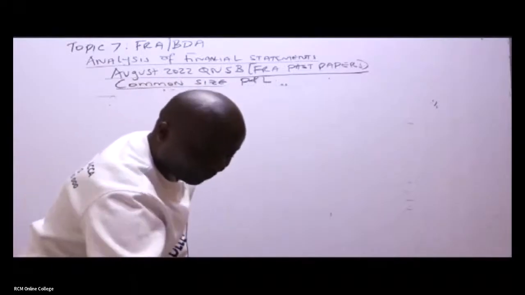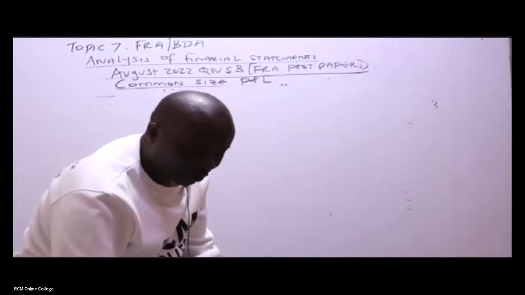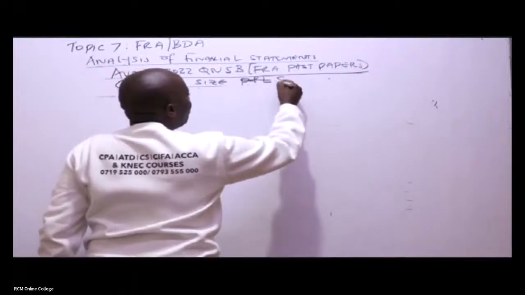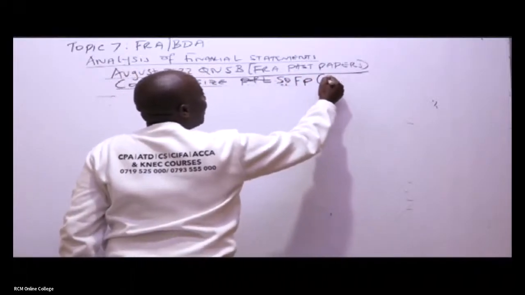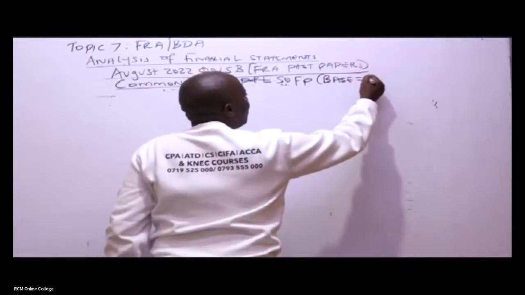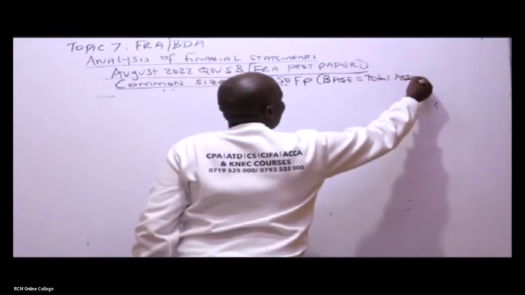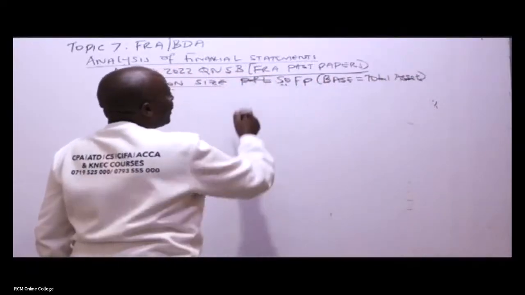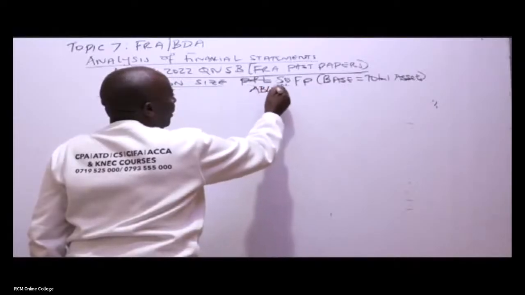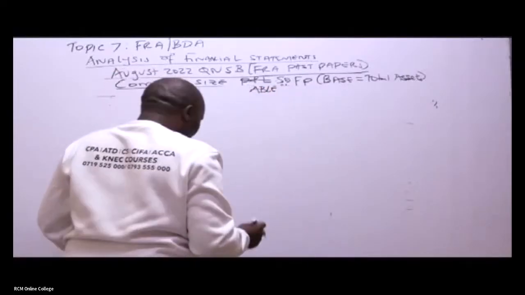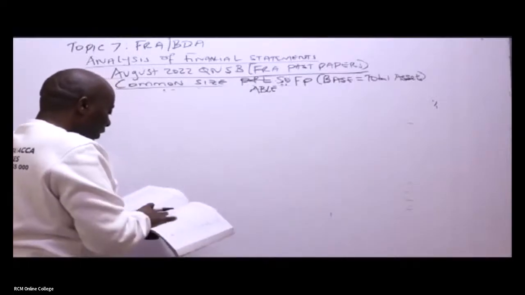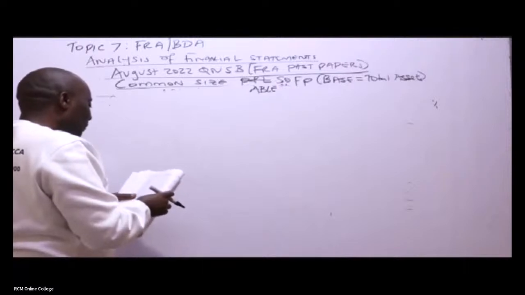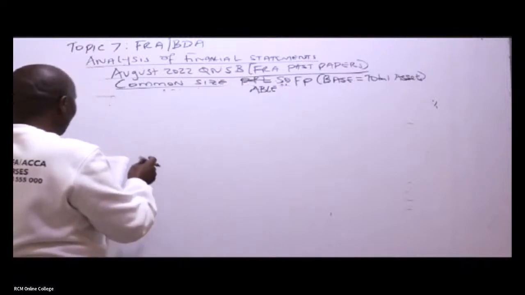All right. Under the common size statement of financial position, our base will always be equal to total assets. Look for the total assets figure. Let's start with Ebo. So we have our statement of financial position. It's given there. For Ebo Limited, is there somebody who is able to see the total assets?